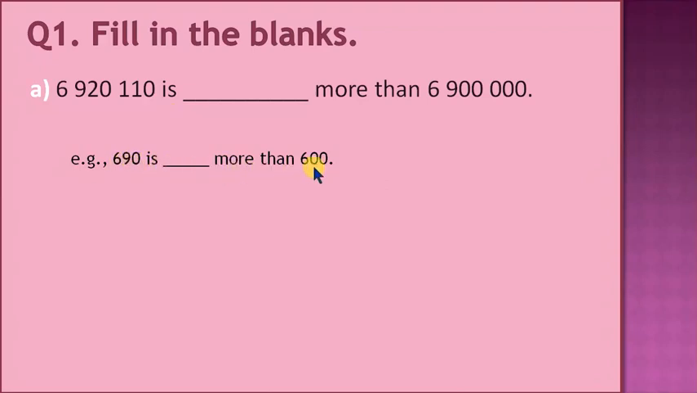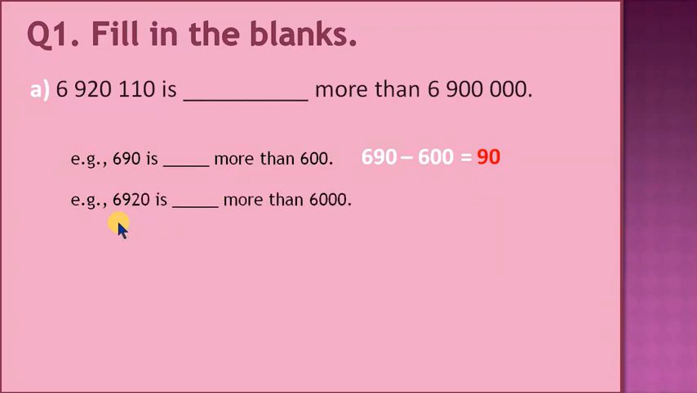690 is more than 600. If you subtract 600 from 690, you will get the answer. And you can see here, it is 90 more. 690 minus 600, 90 is your answer. Let's take another example.